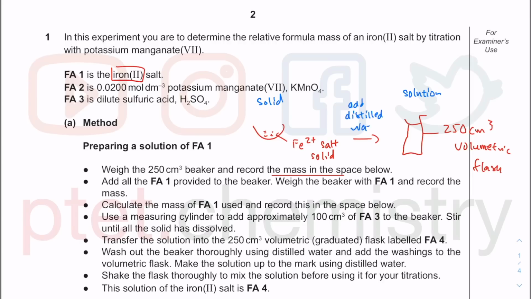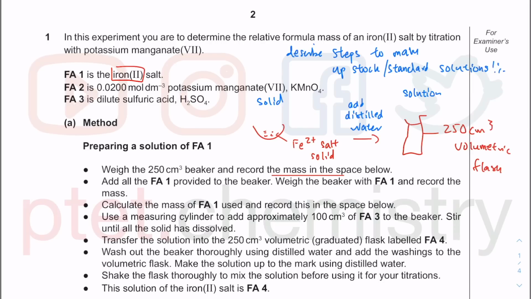Make sure you know the processes. So what are the steps? Describe the steps to make up stock solutions, or they call it standard solutions. So that means a solution of known concentration. You know the concentrations because you're preparing it.